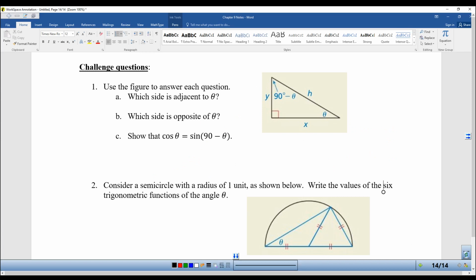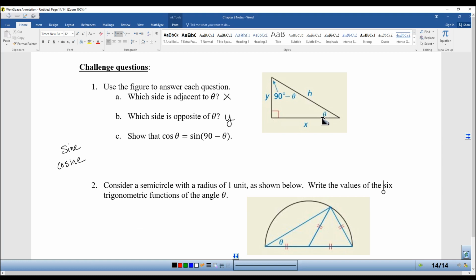So these last two are challenge problems. They're really just trying to get you to think. It says, use the figure to answer each question. Which side is adjacent to theta? So next to theta is the x. And which side is opposite of theta? Y. So now that we know that, show that cosine of theta is the same as sine of 90 minus theta. This is what I was saying about them being sine and cosine. This is going to help you hopefully understand why that's true.